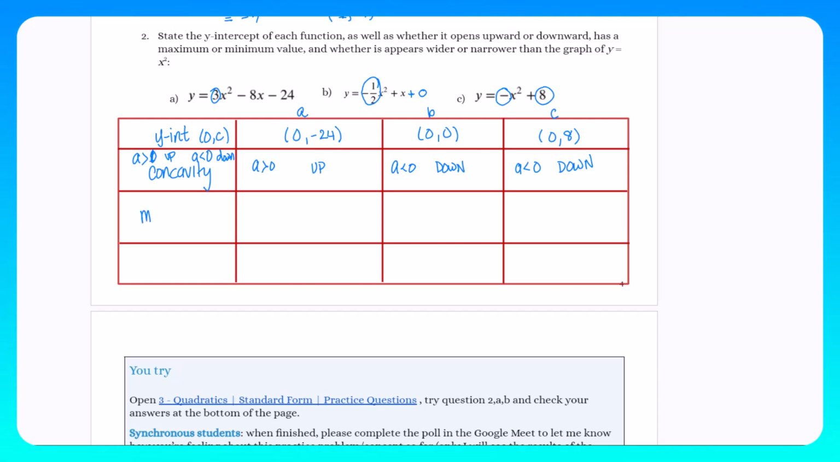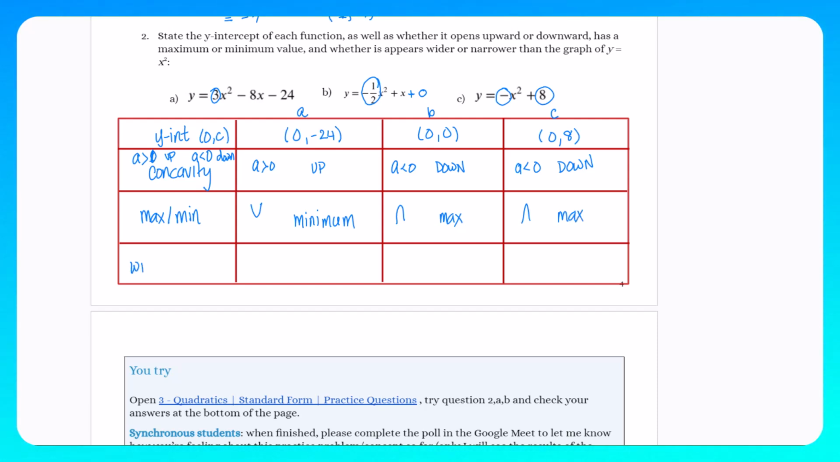Now let's look at max and min. Well, that really is tied to the concavity. If it is opening upwards, like this one is, it's going to have a minimum. However, if it is opening down, like this one or this one, these two are going to be maximums.